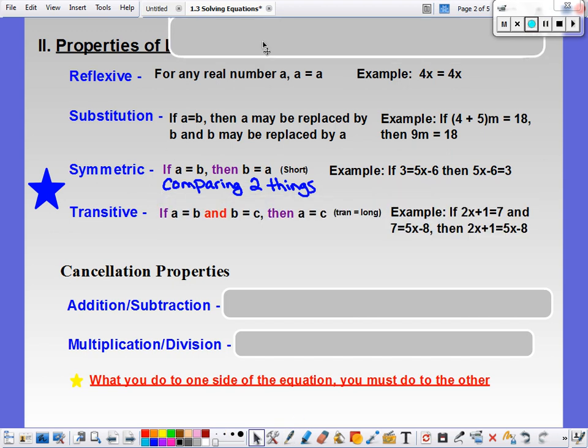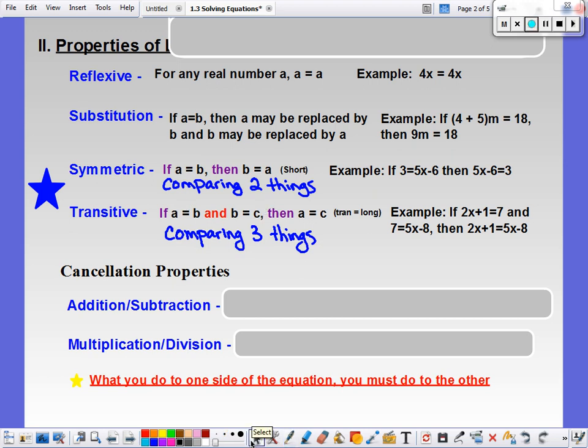Okay, the transitive is the much longer of the two. That's a train. You can think train is a little bit longer. We're comparing 3 things in this case. So if you're comparing 3 things, then you're talking more transitive. So if A equals B and B, so it has this word and in there, and B equals C, then A equals C. And so A goes all the way to C.